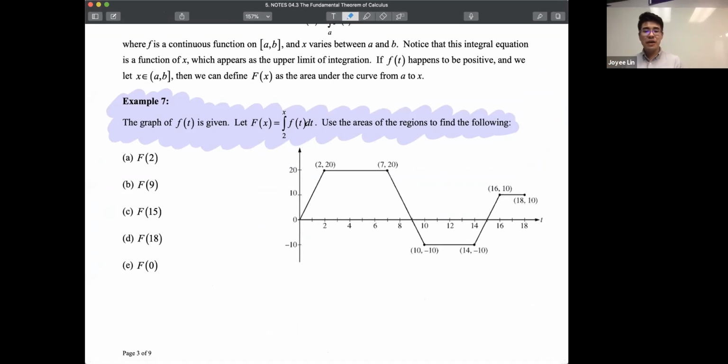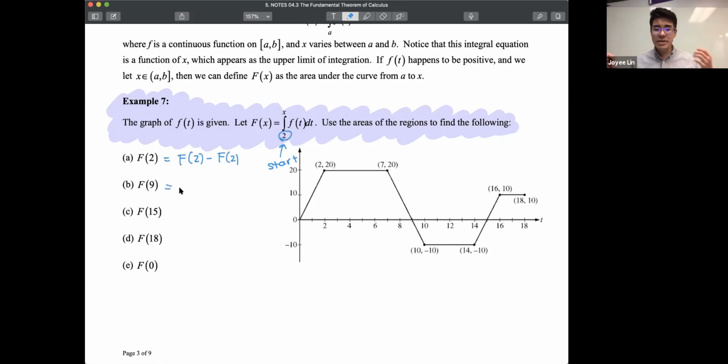They give you the graph of f of t and let big F equal the integral from 2 to x. So that means the area starting from 2. So what do y'all think big F of 2 is? Big F of 2 is just 0, right? Because there's a couple ways you can think about it. The area between 2 and 2 is nothing, right? Or you could think of this as equal to F of 2 minus F of 2, using the fundamental theorem of calculus.